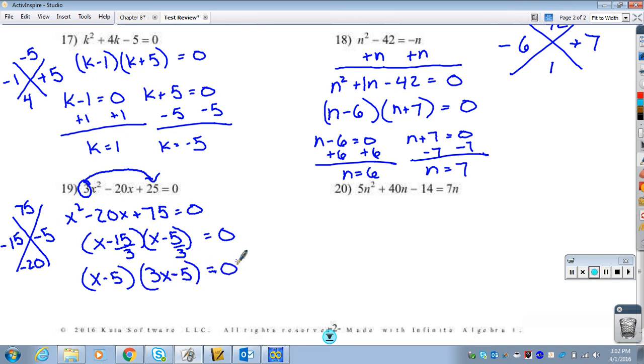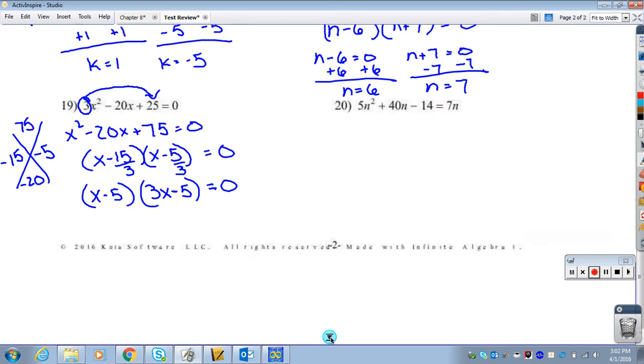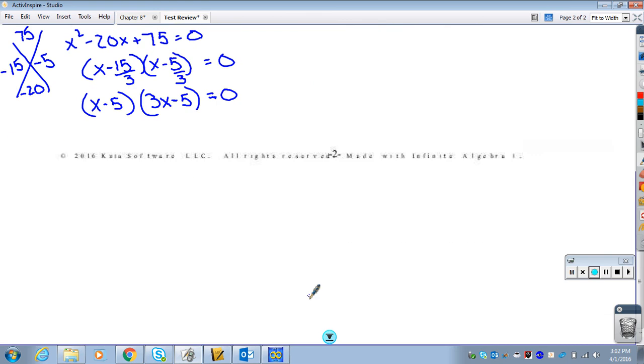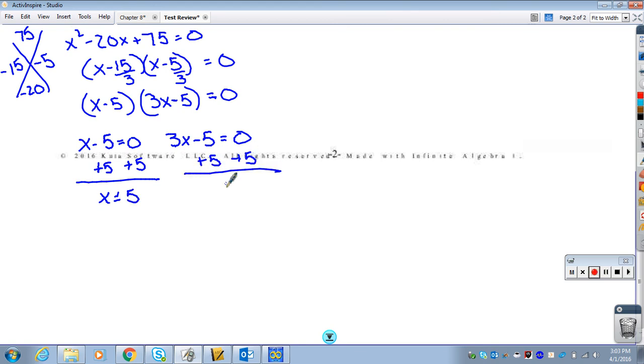Alright, and then last step. Let me see if I can move this down. There we go. Last step is to set each factor equal to 0 and solve. So if I add 5 to both sides here, I get x equals 5. I'm going to add 5 to both sides here, and I have 3x equals 5. Then I need to divide by 3. x equals 5/3.